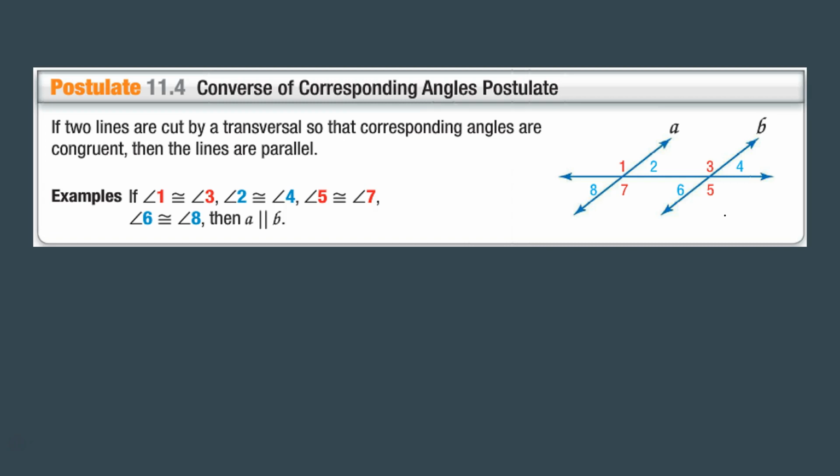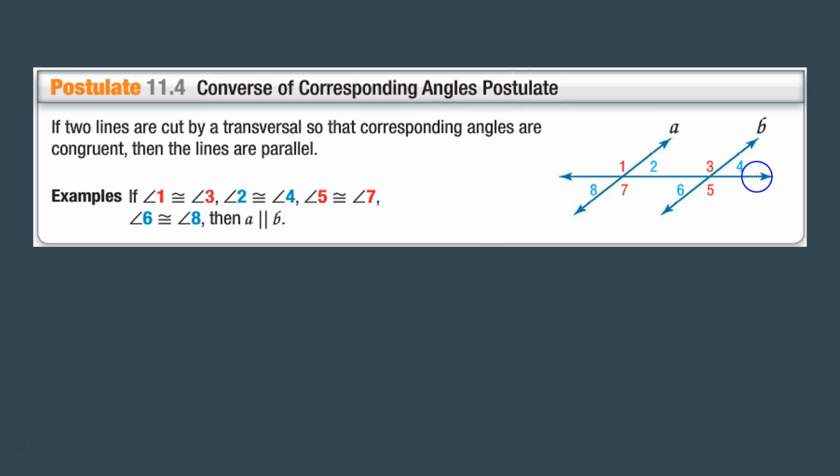Alright, let's go over our postulate. Converse and corresponding angles postulate. If two lines are cut by a transversal so that the corresponding angles are congruent, then the lines are parallel. So here we have our two lines, line A and B, and our transversal is this line right here that intersects both of them.